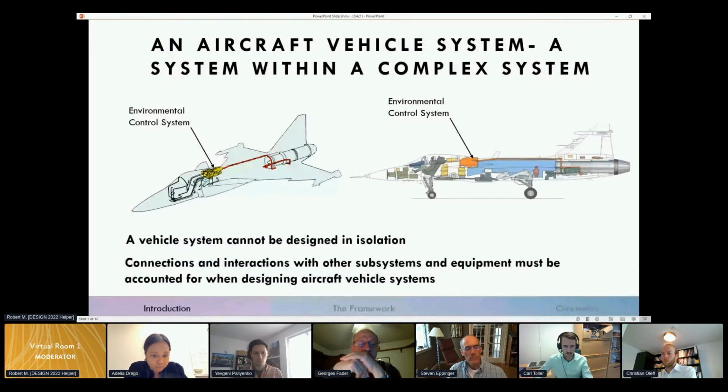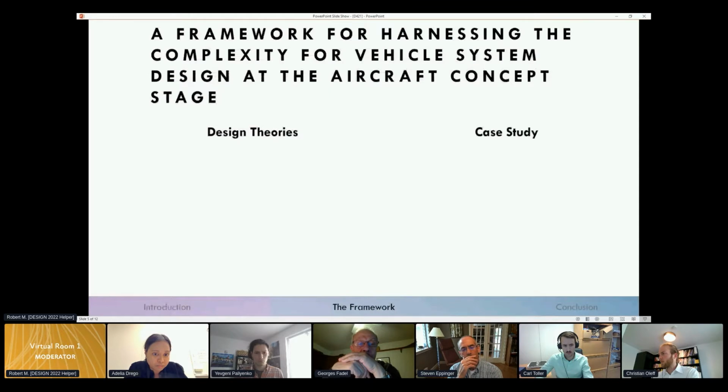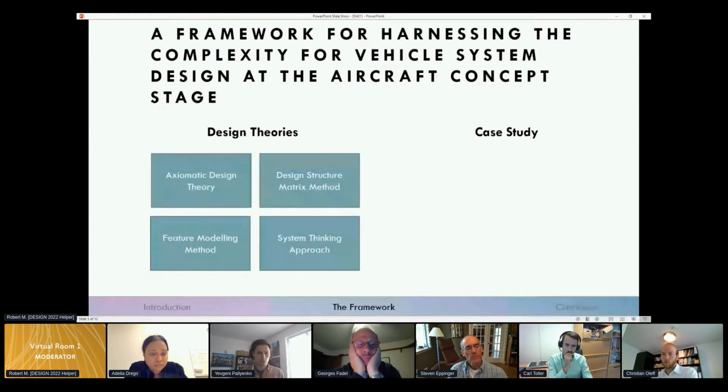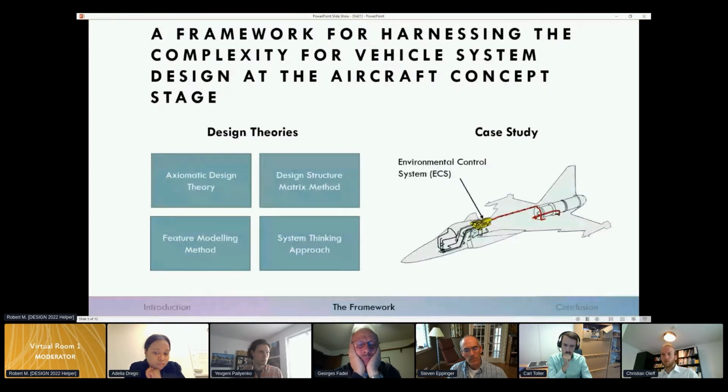However, these important aspects may not be defined at the aircraft concept stage, making it difficult to generate feasible vehicle system concepts. A framework for harnessing the complexities for vehicle system design at the aircraft concept stage is proposed in this paper. Aspects from axiomatic design theory, design structure matrix method, feature modeling method, and the system thinking approach are employed in this framework. The framework is described with a case study of an environmental control system, or ECS, of a manned fighter aircraft.